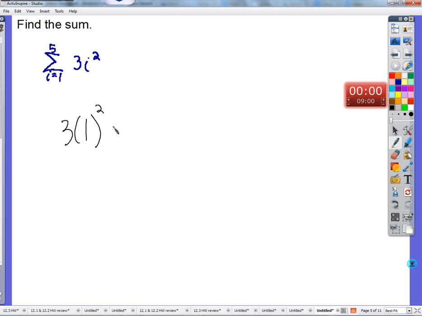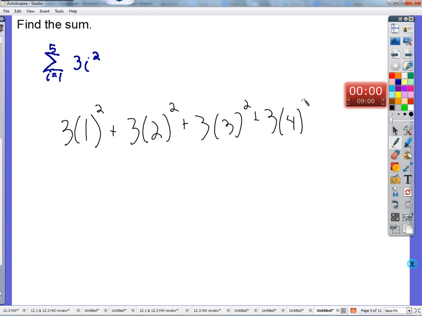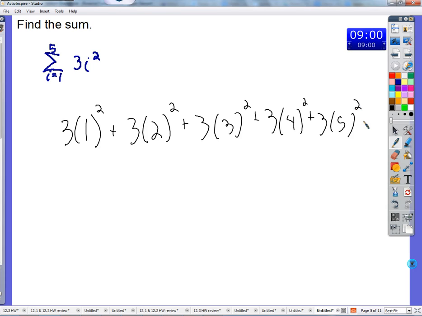Three times one squared plus 3 times 2 squared plus 3 times 3 squared plus 3 times 4 squared plus 3 times 5 squared. Then you got 5 times 5 is 25, times 3 that's 75, plus 16 times 3 is 48, plus 9 times 3 is 27, plus 4 times 3 is 12, plus 3 times 1 is 3. Add those all together. What do we get?